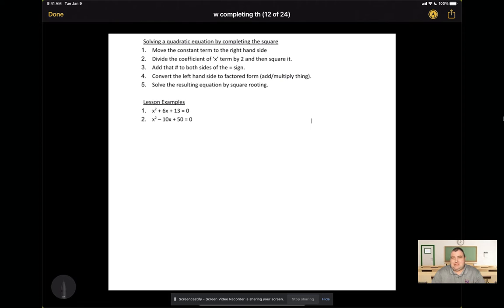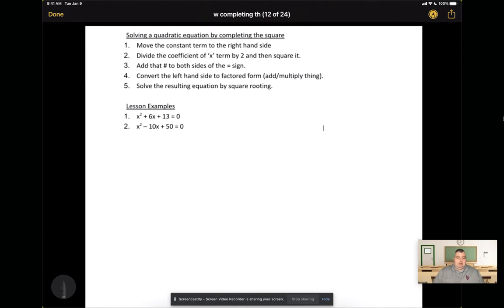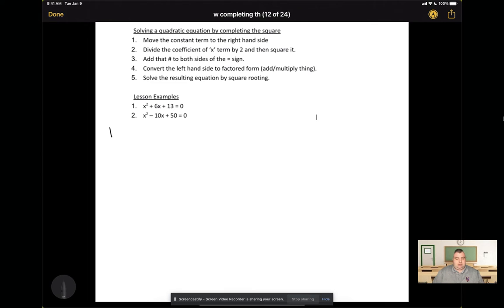The difference between now and the first time you learned it is that now your equations are going to have complex number solutions, whereas the first time you learned about completing the square, your equations had real number solutions. You're going to find that despite complex numbers being involved, the method is not going to change. So I have two examples here, and I also have the steps for completing the square in case you forgot on the screen here. So let's go ahead and go right into number one.